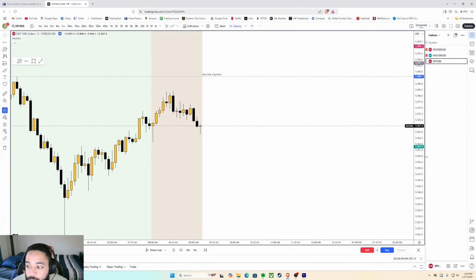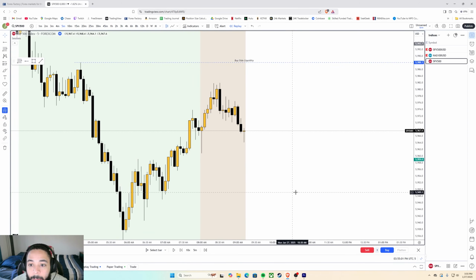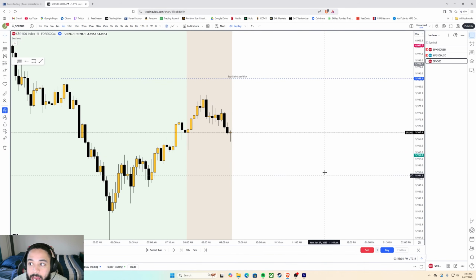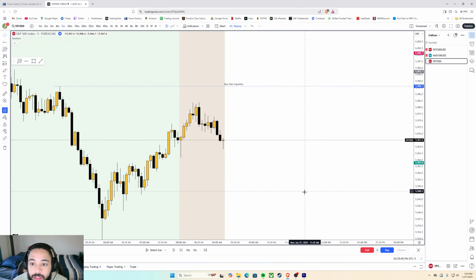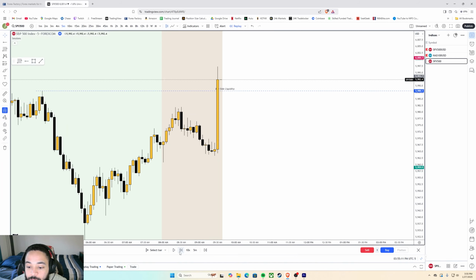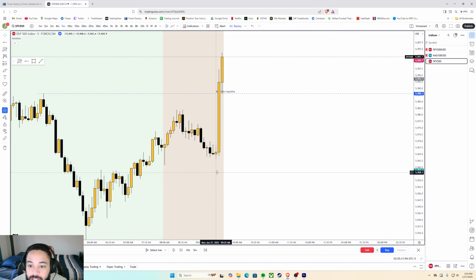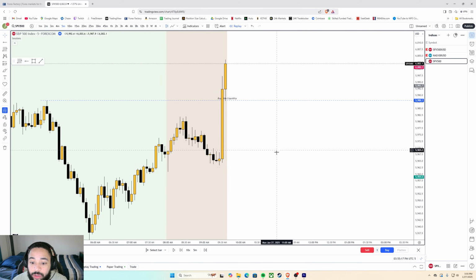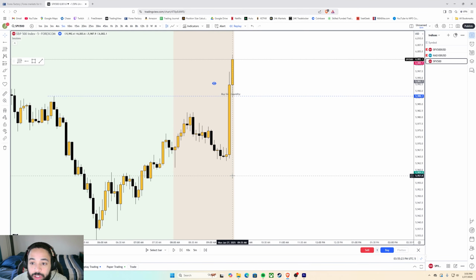Now what I'll do, I'll go into the 5 minute, and now I want to see what happens with price. I want to see price clear buy side liquidity and then give us a push down so we can take price lower. So here now just wait for the 9:30 open. So boom, this massive bullish candle to 9:30 open, and now price is pushing higher. So this is perfect, right? We now already have buy side liquidity that has now been purged.